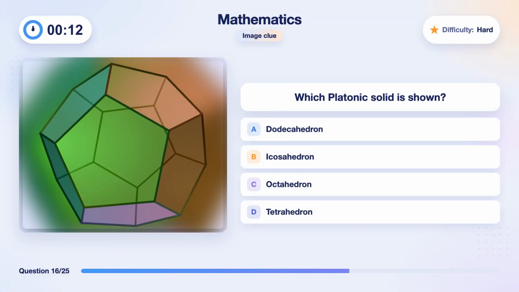Which Platonic solid is shown? Choose. A. Dodecahedron, B. Icosahedron, C. Octahedron, D. Tetrahedron. Don't let the lookalikes fool you. 12 seconds on the clock. Go.